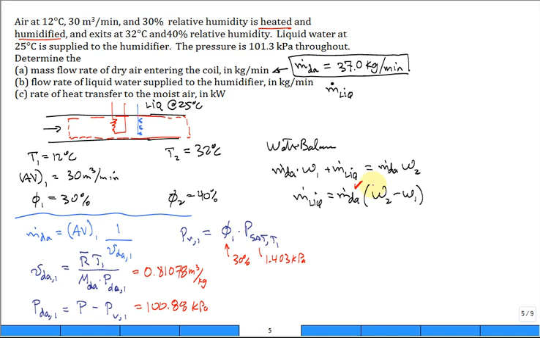Yep. How about the humidity ratio inlet and the humidity ratio outlet? I need to calculate those. So how do I calculate omega inlet?